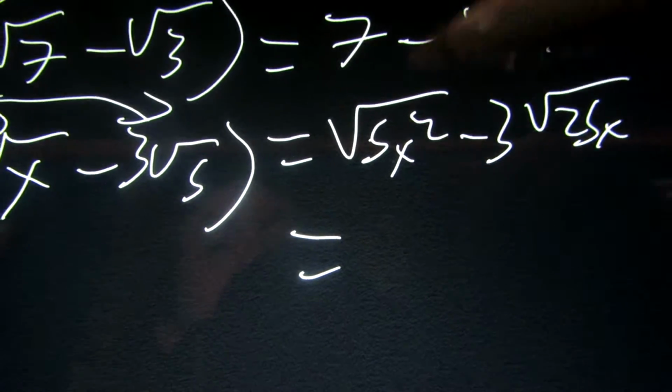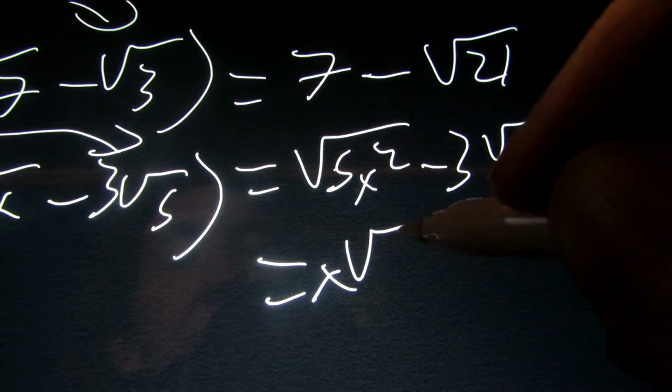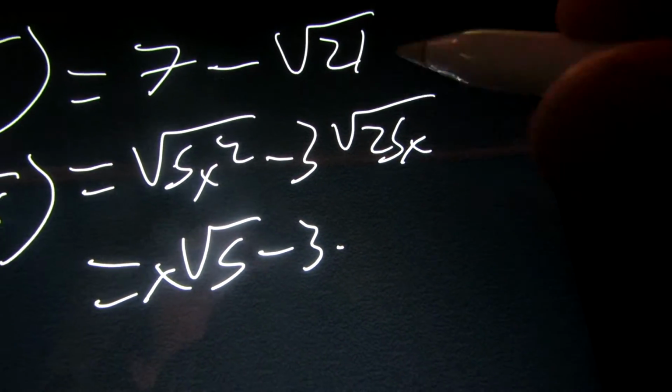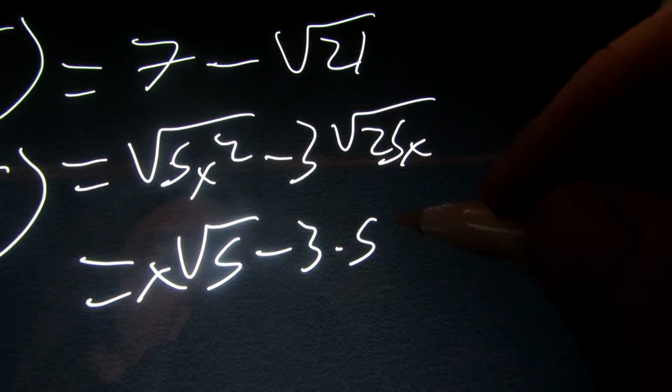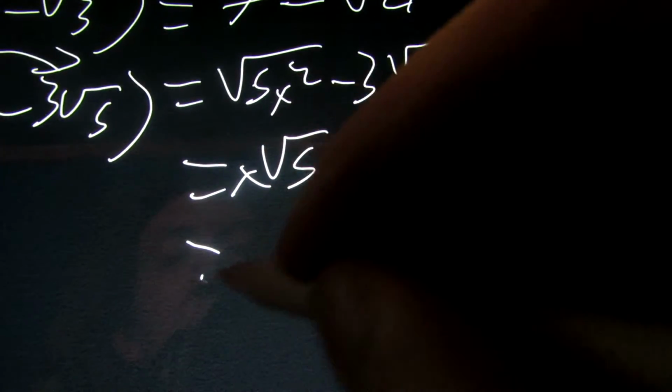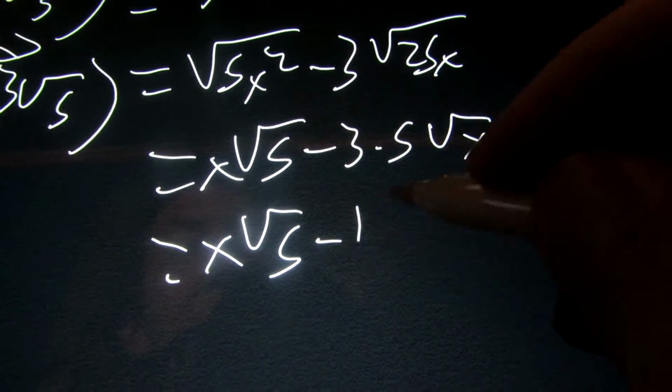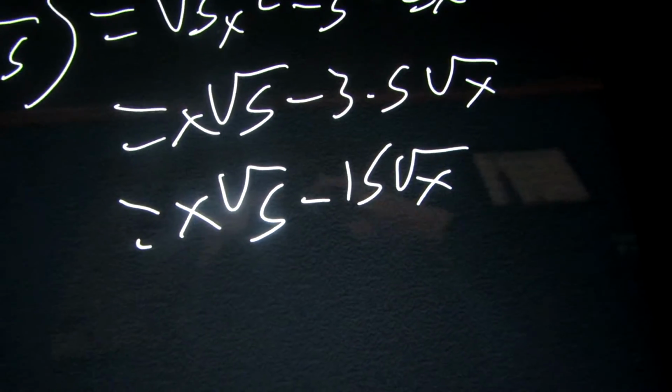Here I can take the square root of x squared, which is x, and I still have square root of 5, and then minus 3 times the square root of 25, which is 5, and I still have square root of x. So I have x square root of 5 minus 3 times 5 is 15 square root of x.